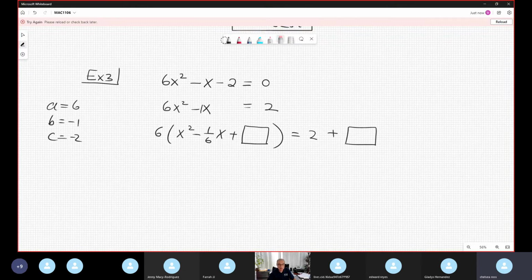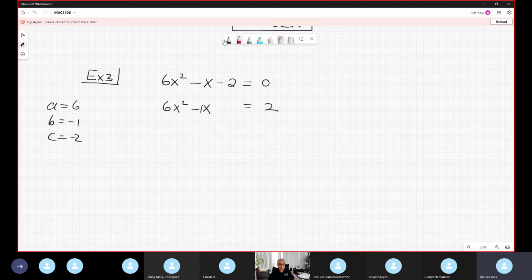Let me try to do my best. Okay. In this case, A is not 1. I need to do an extra thing, and the extra thing is to factor out, but artificially, because between 6 and 1 we have no common factor. So I factor out 6. Of course, if this 6 goes out, here we have nothing, no, 1.